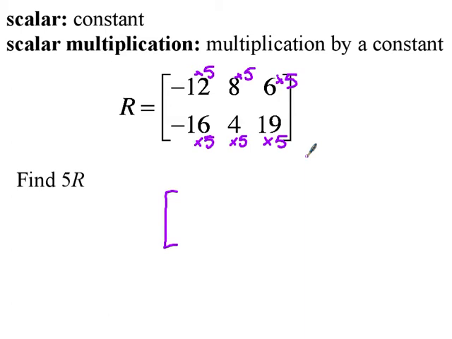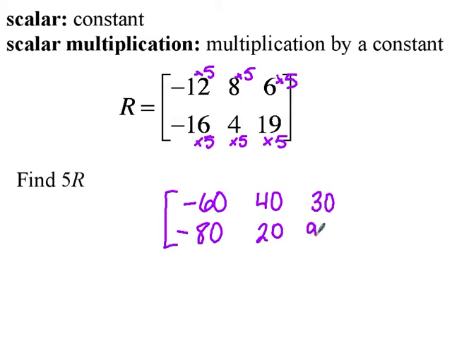So what is negative 12 times 5? Negative 60. What is 8 times 5? 6 times 5. Negative 16 times 5. Oh, negative 80. That's it. That's all scalar multiplication is. And in fact, you're actually doing scalar multiplication on those subtraction problems. Because when you switch all the signs, you're actually multiplying by a negative 1.